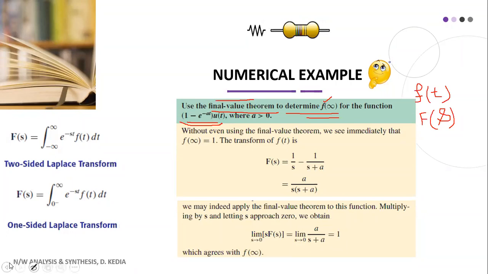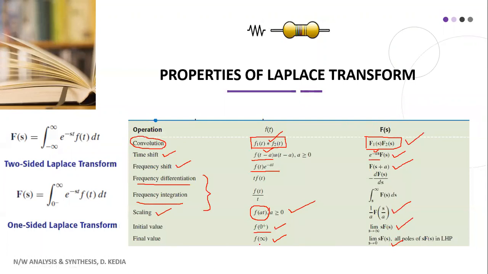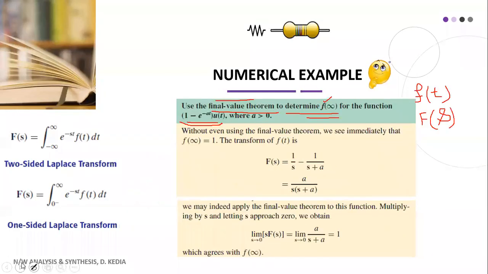If we look at that theorem, let us go backward. See here, for f(infinity), we want sF(s). So first we need F(s). Once we have that sF(s), then we will substitute s tends to 0. So let us see that. Let us first obtain F(s), and then we will be able to find out f(infinity). So our given function is (1 minus e raised to minus at) u(t). Let us simplify this.